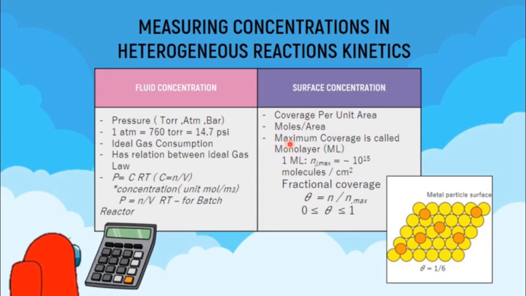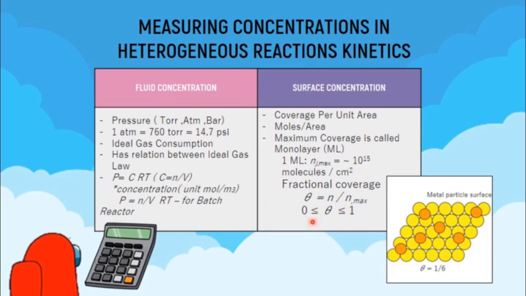And the maximum coverage is called a monolayer, ML. One monolayer is about 10 to the power of 15 molecules. The fractional coverage must be a fraction. Theta is equal to n divided by n max.